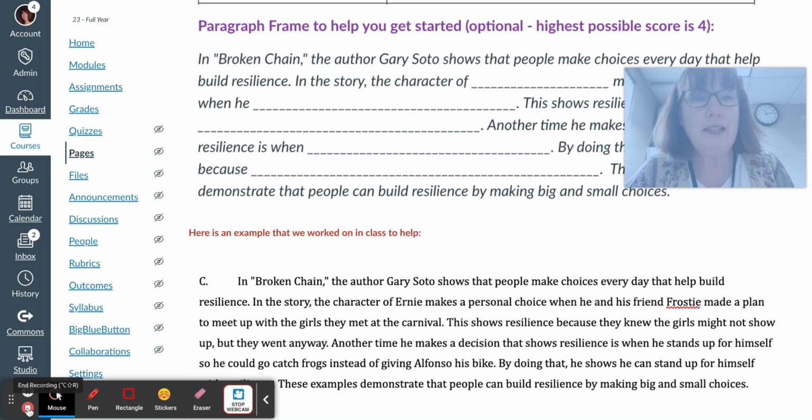So do your best. If you want to resubmit, you can, and I will give you written feedback on that before you take your summative tomorrow.